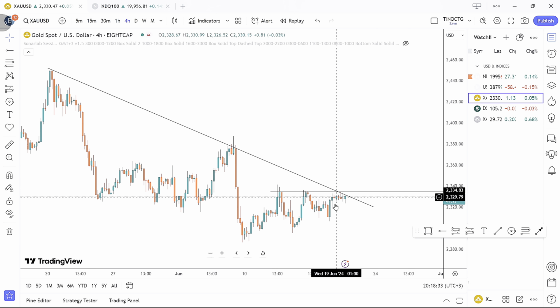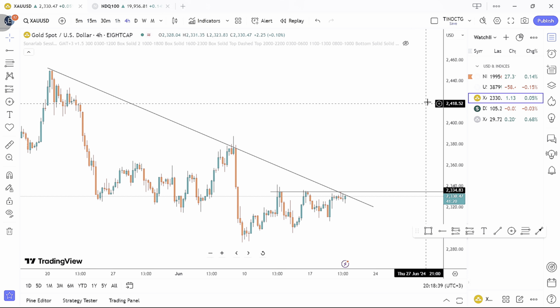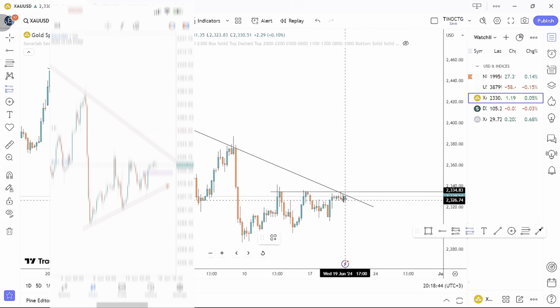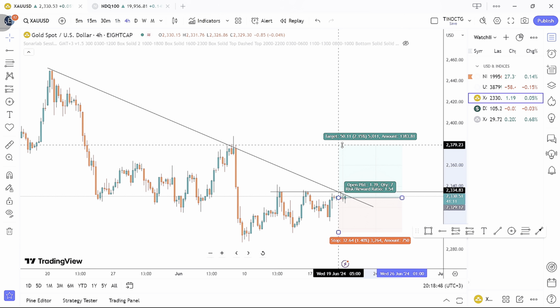Don't forget, we're on an uptrend, right? So we want the market to break out of this zone, probably do a little retest and then push up to the top. That's literally the only thought process I'm using to take this buying position right at this particular zone, where a lot of traders are literally taking selling positions.